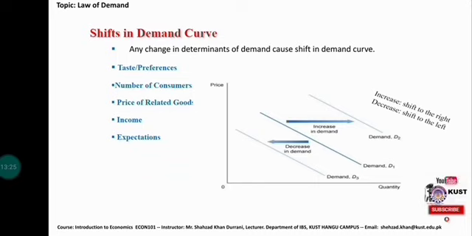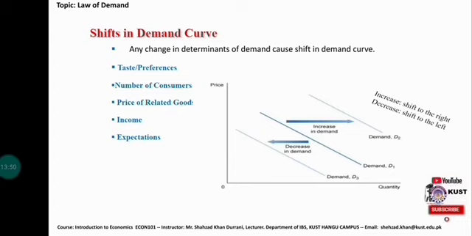Price of related goods. There are two kinds of goods. One is called complementary goods, we will talk about it in the next slide, and one is called substitute goods. If we see an increase or decrease in these prices, it also affects the demand curve, shifting it towards the right or towards the left.